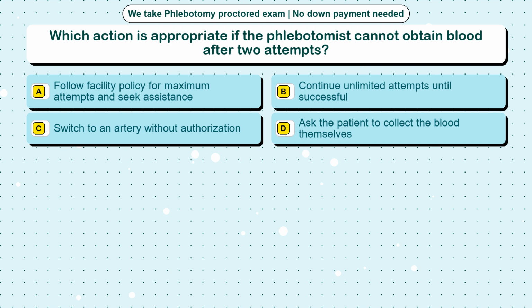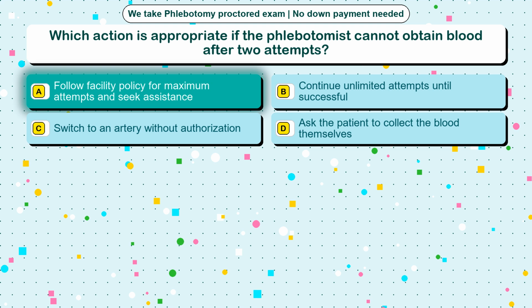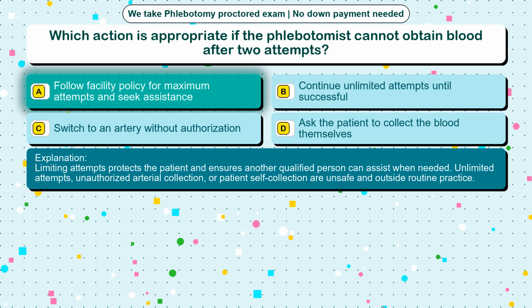Question 30. Which action is appropriate if the phlebotomist cannot obtain blood after 2 attempts? Option A. Follow facility policy for maximum attempts and seek assistance. Option B. Continue unlimited attempts until successful. Option C. Switch to an artery without authorization. Option D. Ask the patient to collect the blood themselves. The correct answer is option A. Follow facility policy for maximum attempts and seek assistance. Limiting attempts protects the patient and ensures another qualified person can assist when needed. Unlimited attempts, unauthorized arterial collection, or patient self-collection are unsafe and outside routine practice.